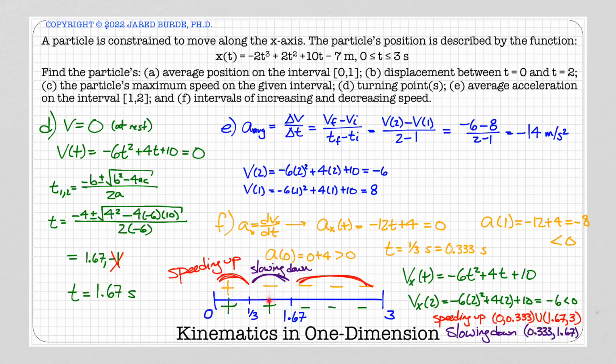I'm slowing down in this region here from 1/3 to 1 2/3, so I'm starting at 1/3 and ending at 1 2/3 seconds. So those are my intervals of increasing and decreasing speed.